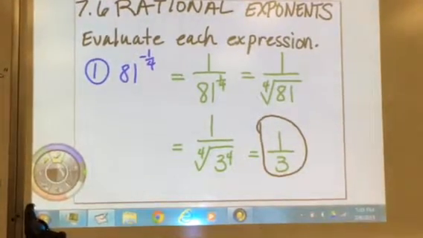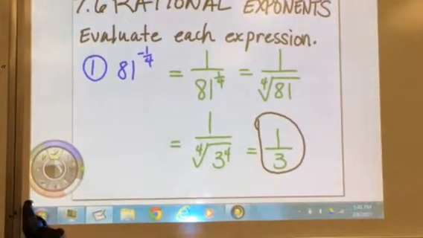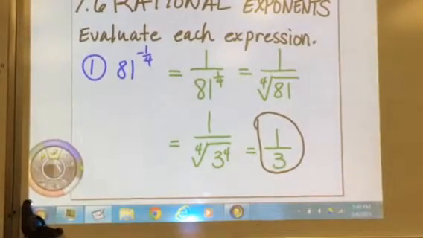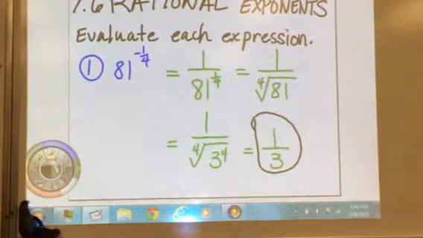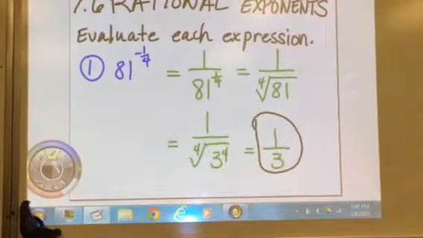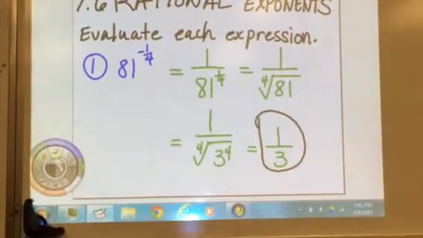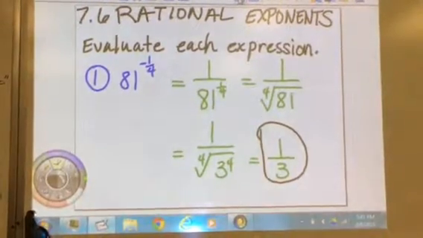And you've got, take that 81 down to a power, so 3 to the 4th power. So you've got that 4th root of 3 to the 4th. And so that index cancels out that 4th power. And so you just have 1/3.